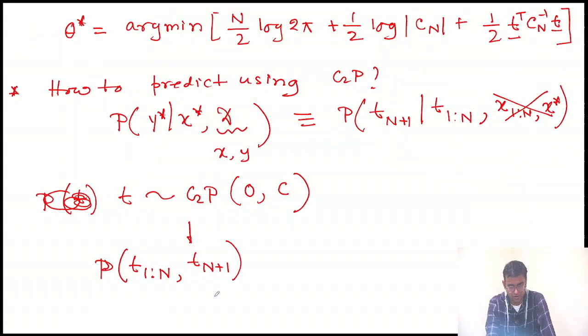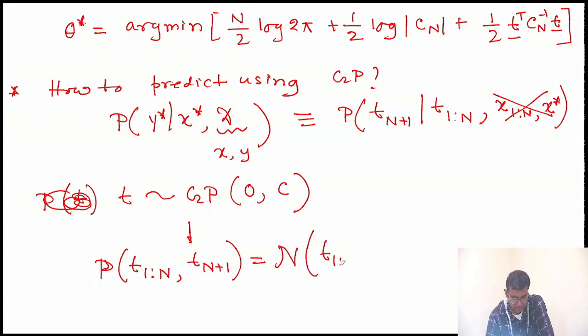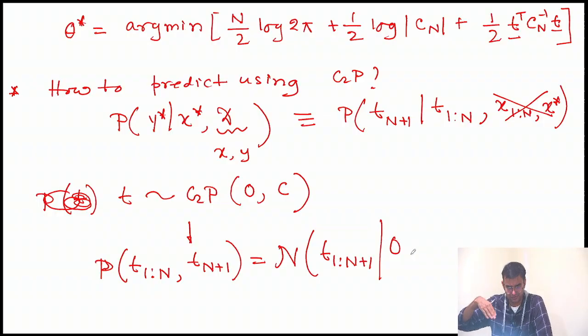So T1 to n, Tn plus 1 will be Gaussian. So this will be equal to Gaussian of T1 to n plus 1. I am writing it together to save space, but it is actually the same thing, right? T1 to n comma Tn plus 1, same thing. What will be the mean? 0. And how many elements? N plus 1. What is the covariance? Cn plus 1.